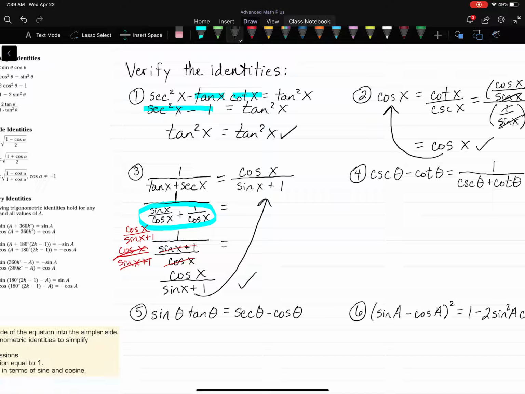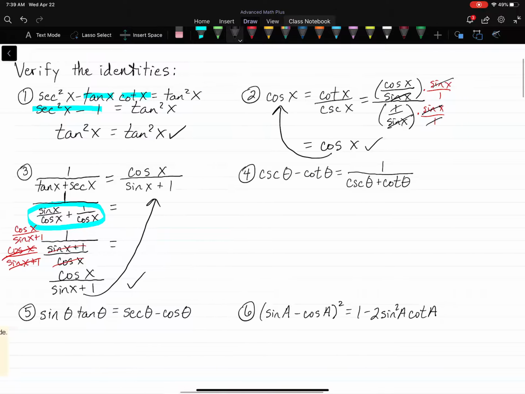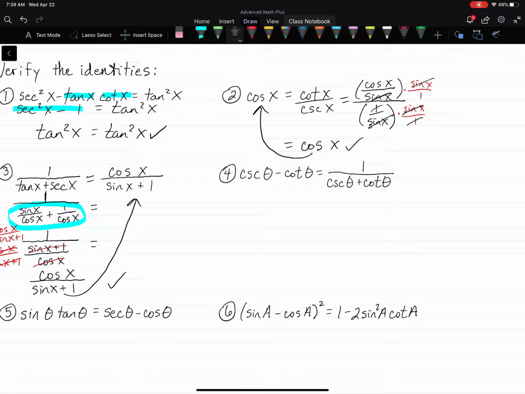Okay, like I said, these are a little more difficult simply because we got fractions and we got to know how to add fractions. We know we got to add like denominators. We got to flip fractions to multiply, things like that. Number 4, moving right along. Number 4 says cosecant theta minus cotangent theta equals 1 over cosecant theta plus cotangent theta.